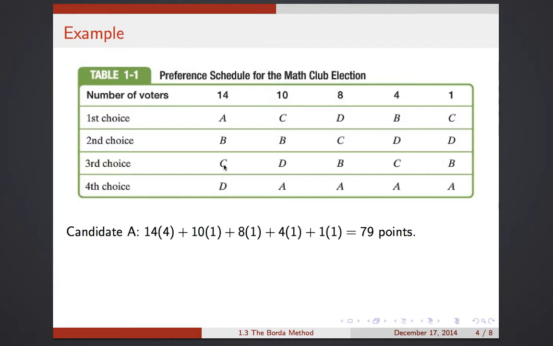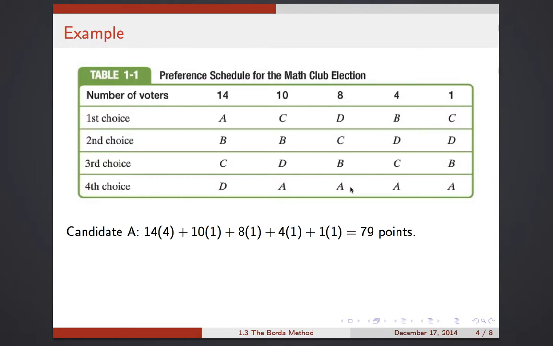That's how it works. So these 14 people here ranked A first choice, first place. So A gets 4 points for each of those votes. So if you're starting to keep A's score here, he has 14 people giving him 4 points each. So 14 times 4 is how many points he has right now. These 10 people ranked him last. A last place vote is worth 1 point. So he gets 10 times 1 for this column.